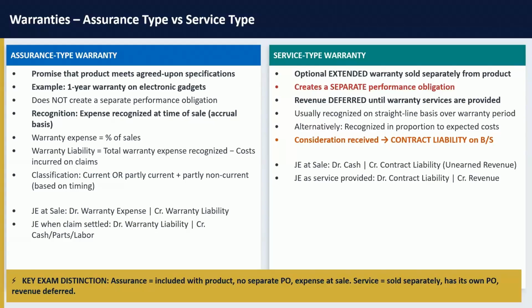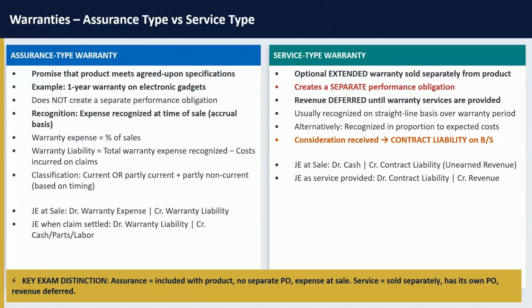Suppose I've paid them 1,000 and the service type warranty they are giving me is for 10 years. They will charge 0.1 per 1 year. Okay. It's recognized on a straight line basis. Alternatively, you can also recognize it in proportion to expected costs. If you know what could be the expected costs, based on that, you will be recognizing it. Okay. Then consideration received. As soon as you receive the consideration from them, you will be entering it as a contract liability on balance sheet.